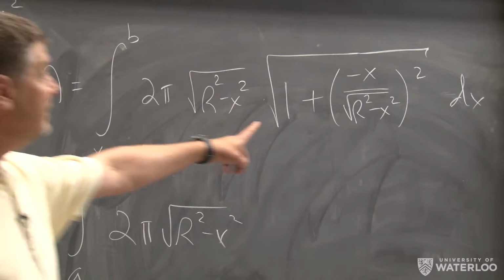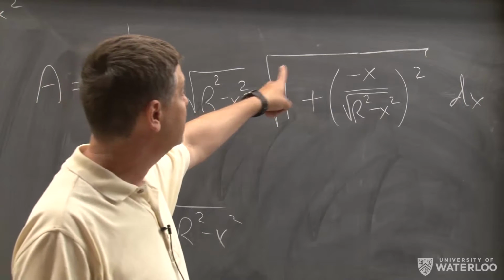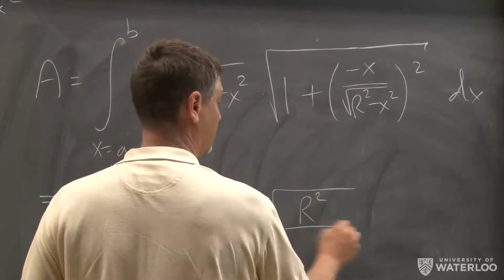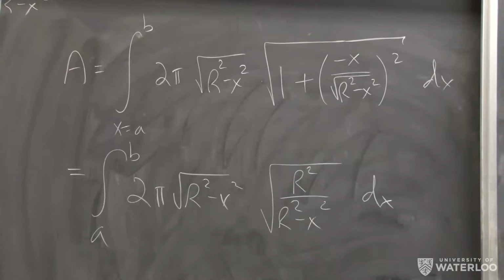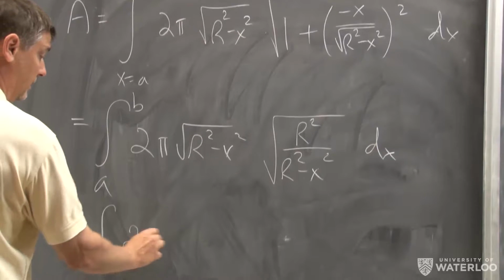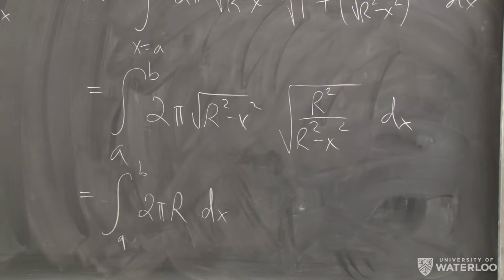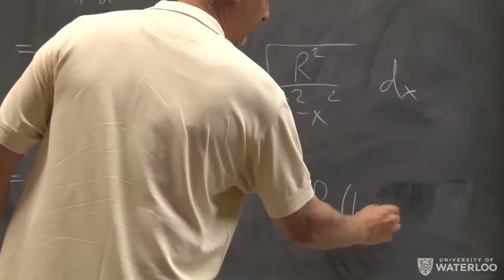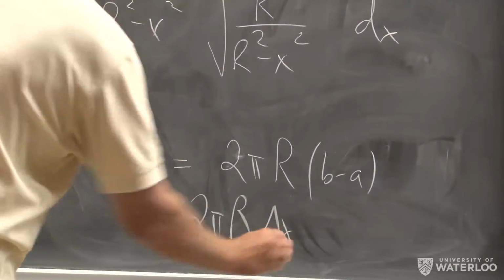Okay, so simplify that. There's an r squared minus x squared. If we simplify it, then we'll have an r squared minus x squared plus x squared, and it simplifies to r squared over r squared minus x squared. And then the square root of r squared minus x squared cancels, leaving the integral of 2 pi r dx with x going from a to b, giving a very simple final answer, 2 pi r (b minus a), or if you prefer, 2 pi r delta x.